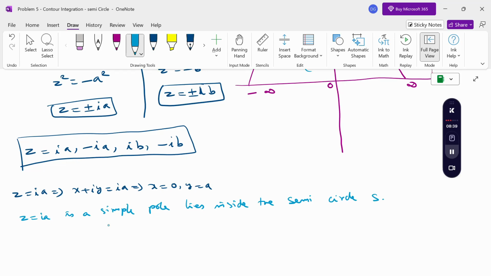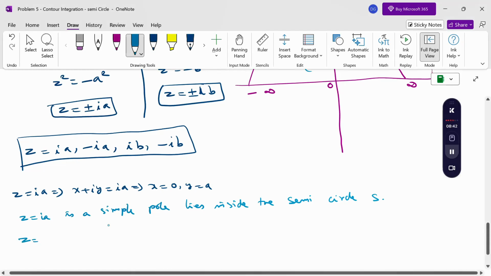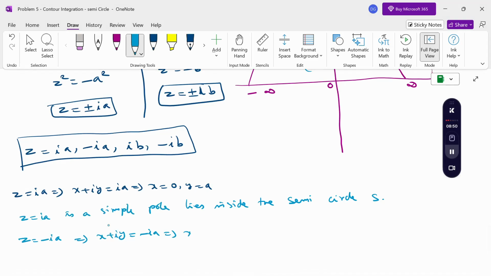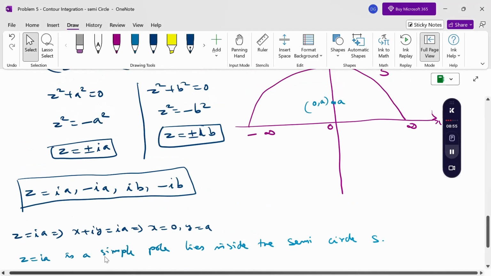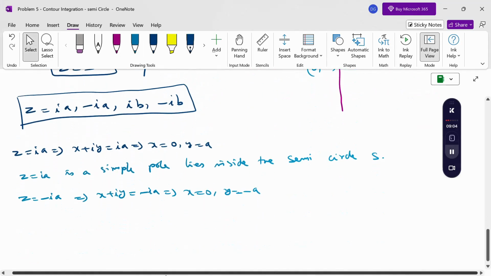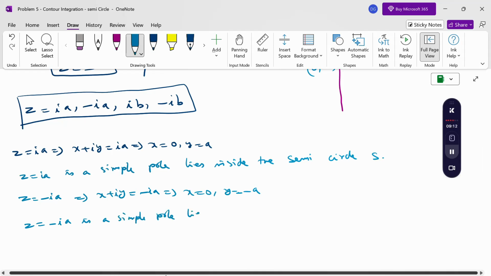Yes. Then z equal to minus ia. So minus ia is x plus iy equal to minus ia. From this, x is 0, y is minus a. So when I check this, consider the point 0 comma minus a. Therefore z equal to minus ia is a simple pole and lies outside the semicircle.